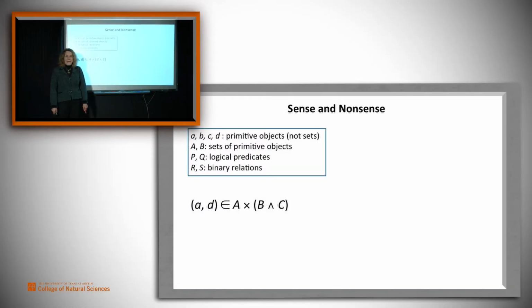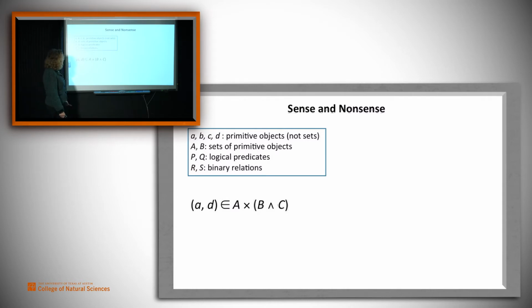Okay, so let's make sure that we're using our formal notation to write sensible claims. Let's imagine that we're starting out with some objects. A, B, C, and D are primitive objects. They're not sets. Let's let A, B, and maybe C or D if we need them be sets of primitive objects. P and Q are logical predicates, and R and S are binary relations. And what we need to make sure of is that when we write expressions that use operators, the arguments to the operators are of the correct types.